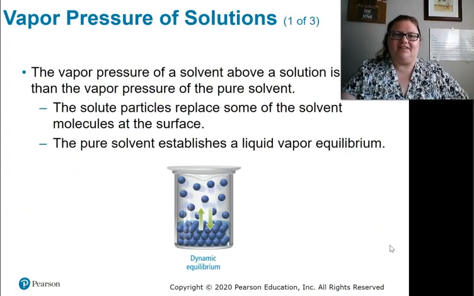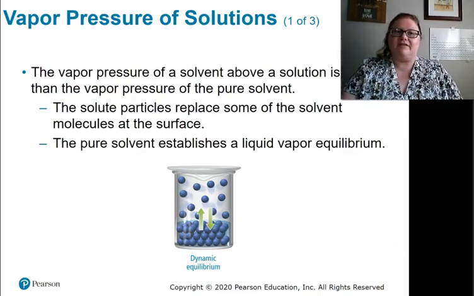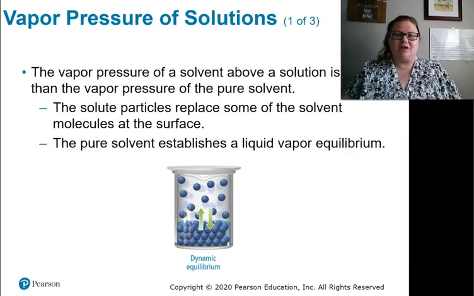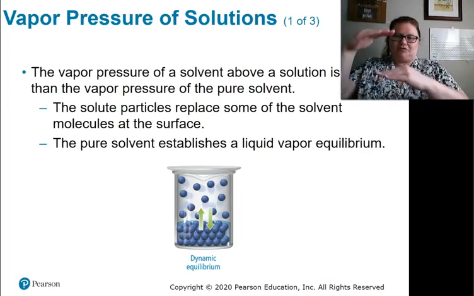Okay, so let's take a look at this. We have a few different examples of colligative properties, one being vapor pressure. So the vapor pressure of a solvent above a solution, so the pressure above a solution.